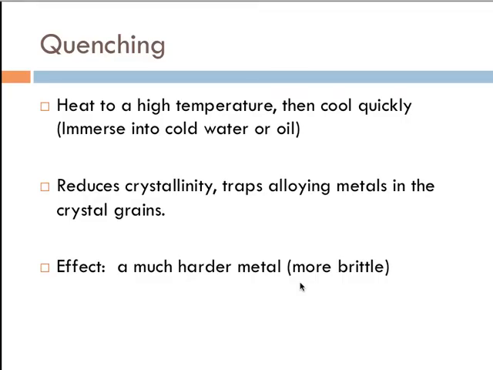Then we have quenching, and this is heating to a high temperature and then cooling quickly, and that's done by either immersing into cold water or sometimes oil. And this reduces the crystallinity. It traps alloying metals into the crystal grains. Cooling it slowly allows those alloy materials to kind of come out of the metal. The effect of quenching is a much harder metal. It is more brittle.